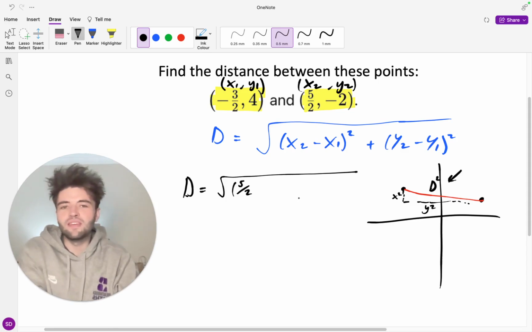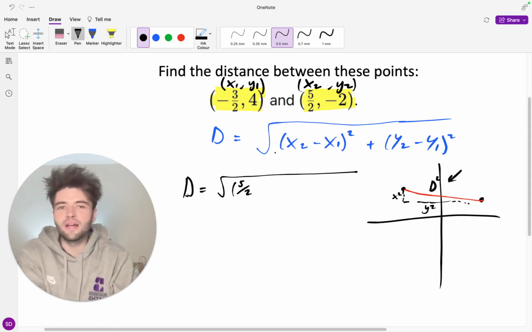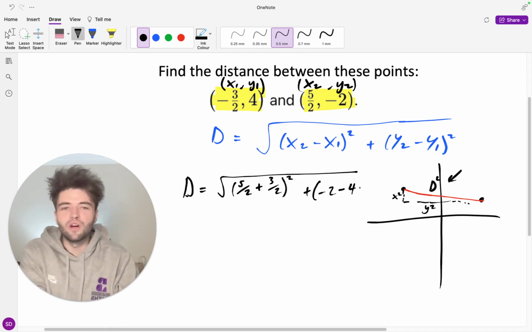So d is going to be now x2 minus x1. So we have 5 over 2 for x2, and then minus x1 is actually going to give us a plus 3 over 2 because we had minus 3 over 2 there. So that's going to be our x values plugged in, and that's going to be squared in a second. And then for y2 minus y1, we're going to have minus 2 minus 4. So that's going to be our y values there plugged in.